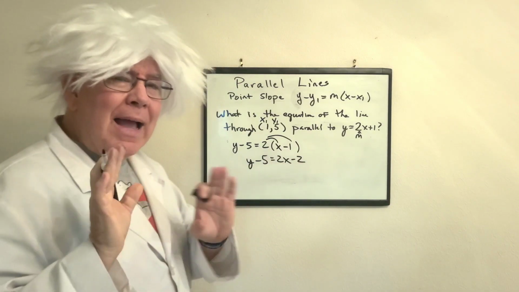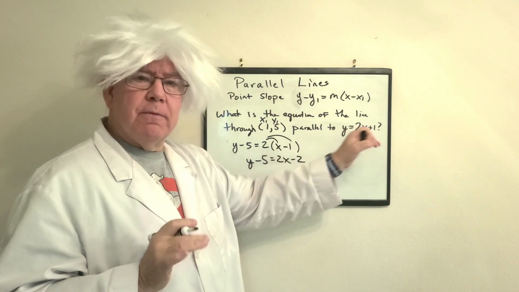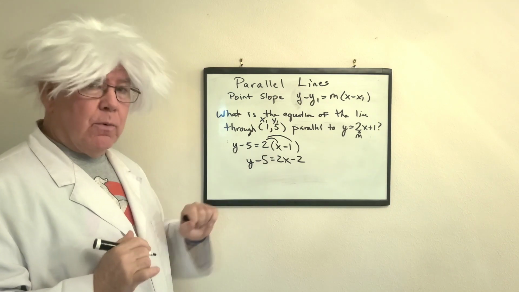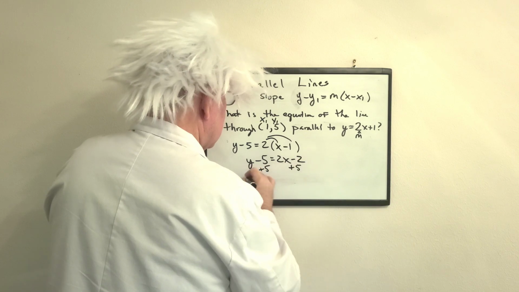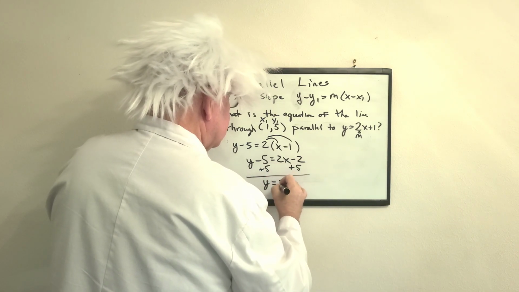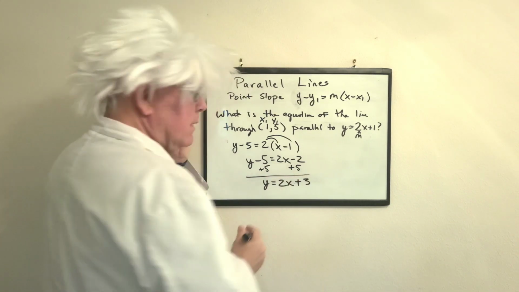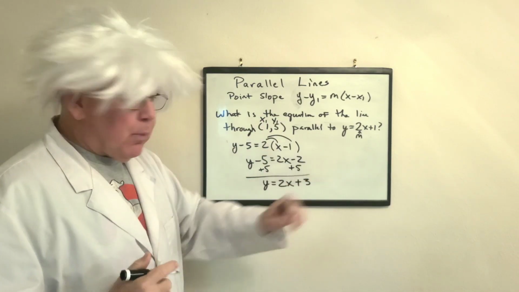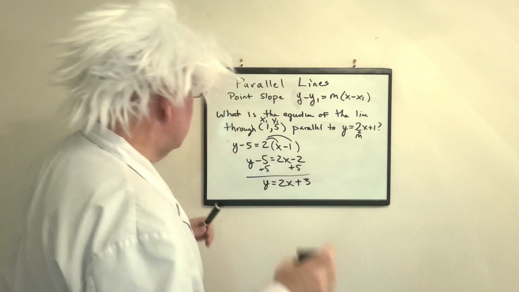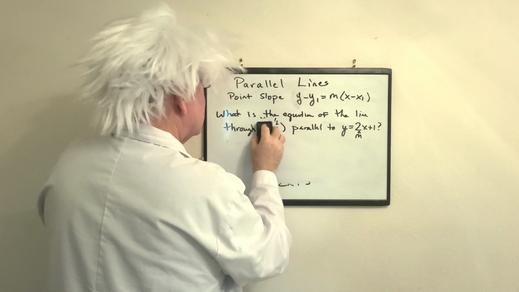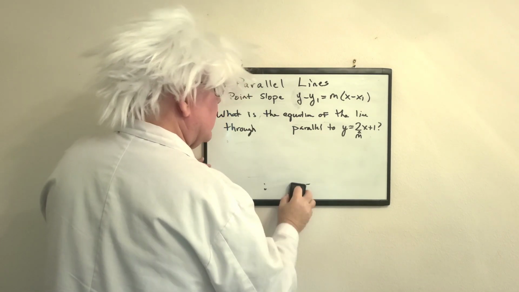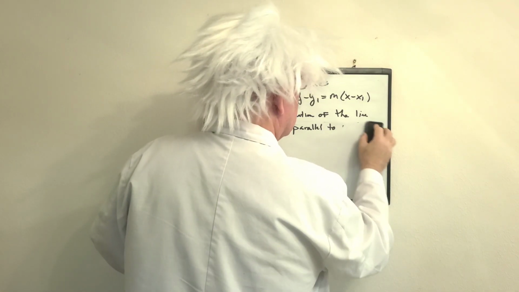Now, I gave the equation in slope-intercept form. I'm going to give this equation in slope-intercept form, so I'm going to add 5, and y equals 2x plus 3, okay? Now, that's this problem. Now, all I'm going to do is make a couple of changes, and then we're going to try this again. I'm going to let you try it where you are.